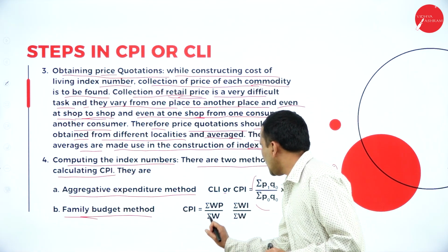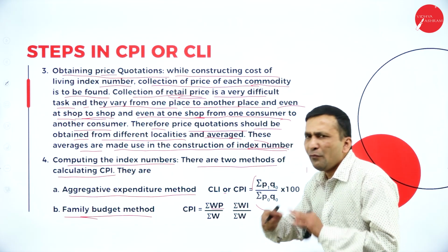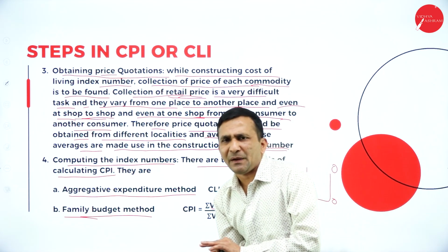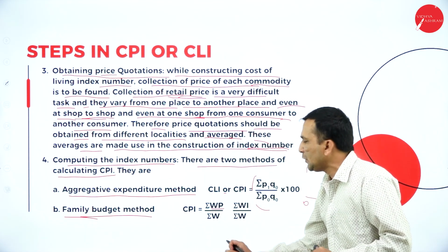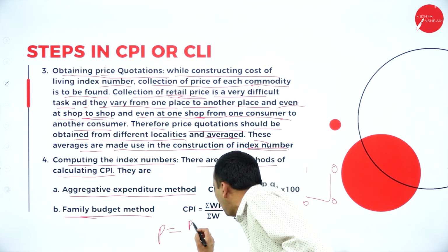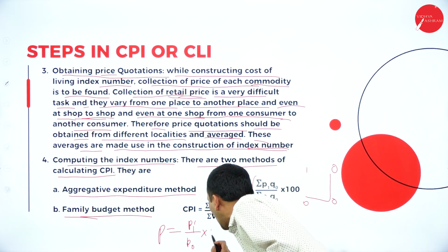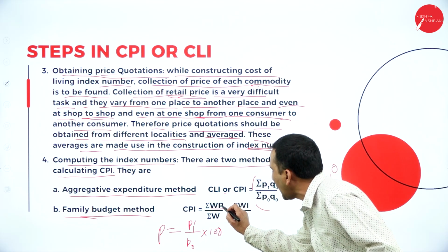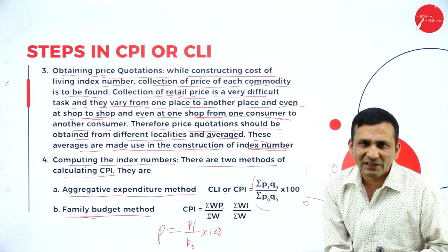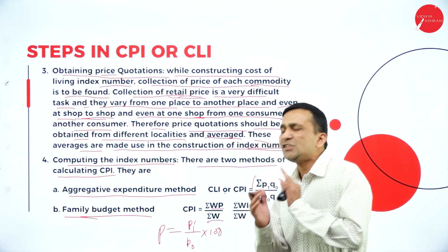So here there are two formulas we identified. One is weight based. With the help of the previous year price and current year price, we need to find the P. You know the P formula: P is equal to small p1 divided by small p0 into 100, which is nothing but your capital letter P. Then we need to multiply by the weight, which is given in the question, and divide by the total weight.